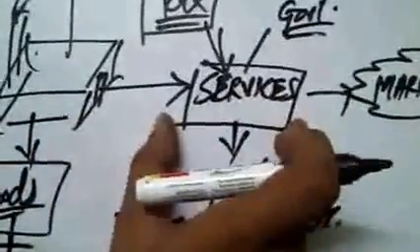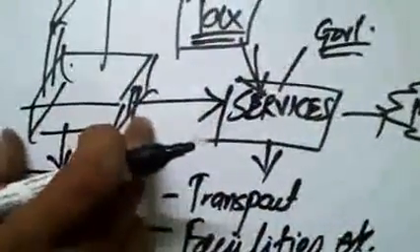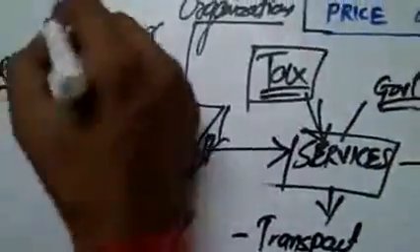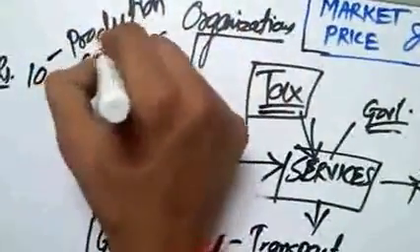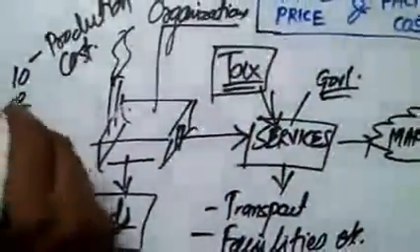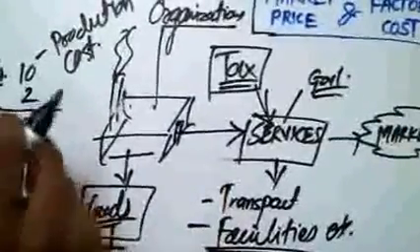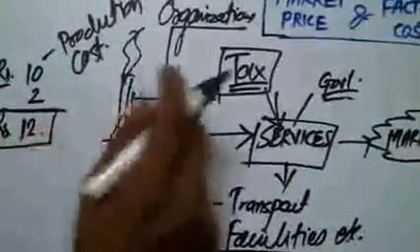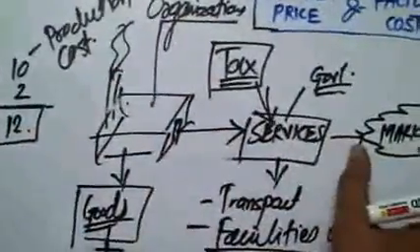So when the government is providing us the services, they charge taxes on us. Suppose the good produced in this organization costs rupees 10, the production cost is rupees 10. Government charges tax on providing services for this 10 rupees good, suppose rupees 2. So 12 rupees is the market price. 12 rupees is the price which the organization decides to sell at in the market.